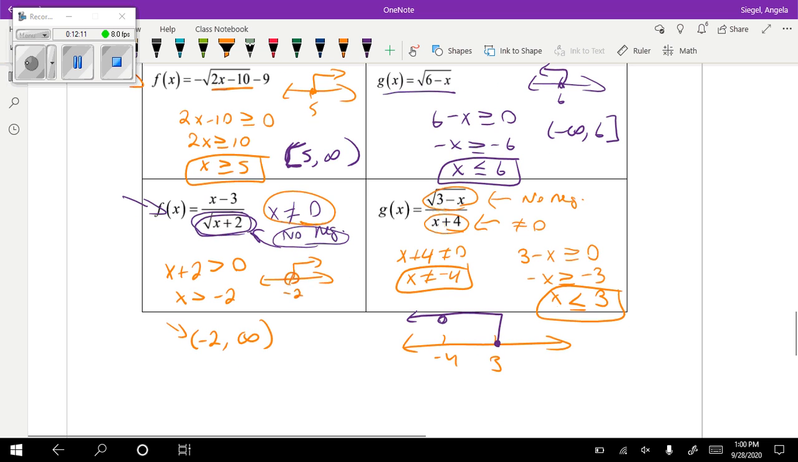Okay, so if I were to graph this, everything works except for right where that -4 is. So I kind of have two parts again. So for this part, I have negative infinity to -4. And then for this part, I have -4 to 3. So two parts there. And we're done.